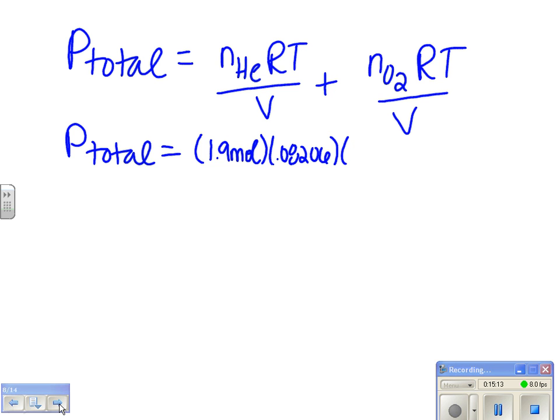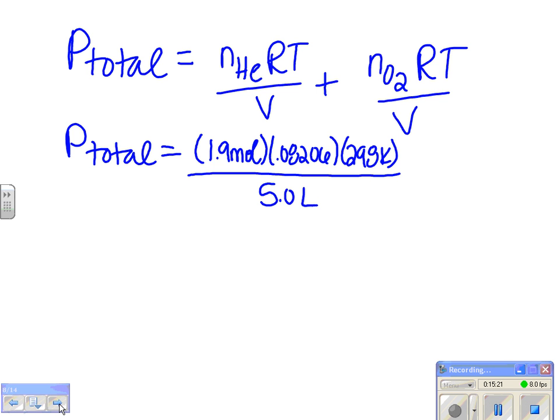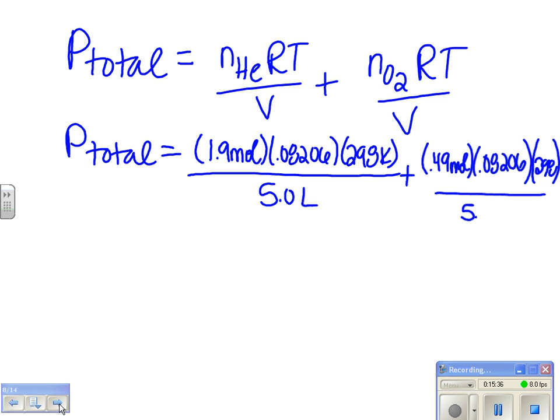298 is the temperature. The new volume we said was 5 liters. Number of moles of oxygen, RT. This is the equation that Ms. Gill derived for you a couple of slides ago. Same volume. All right, so now we multiply and divide.